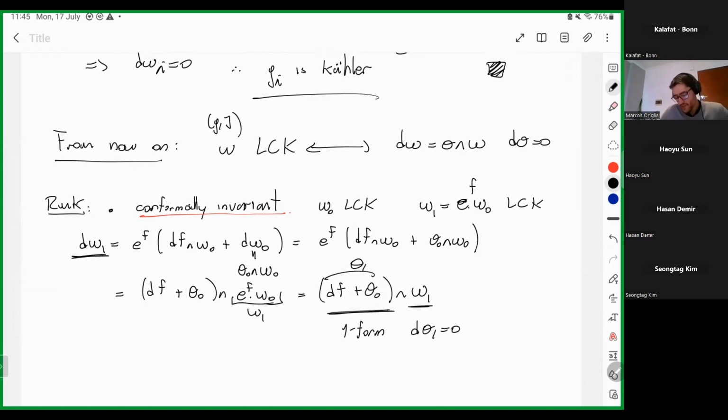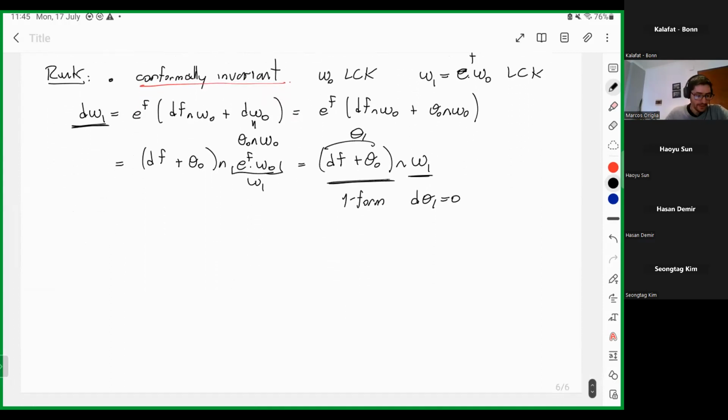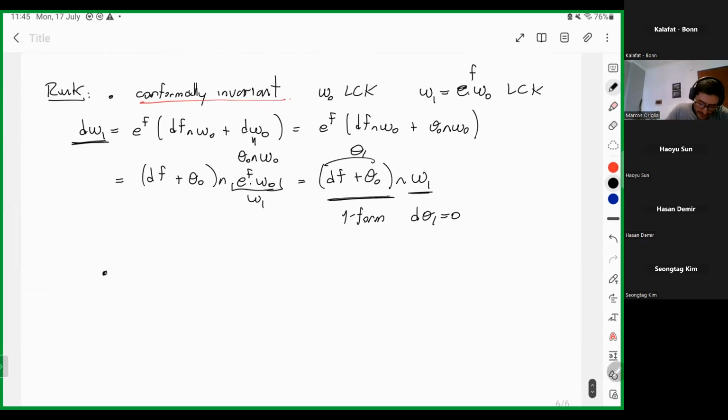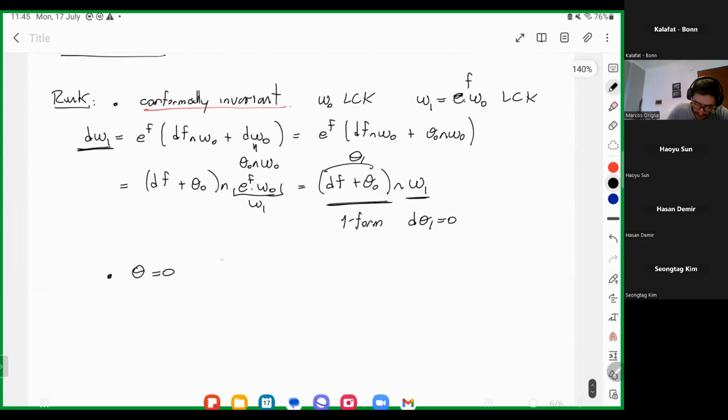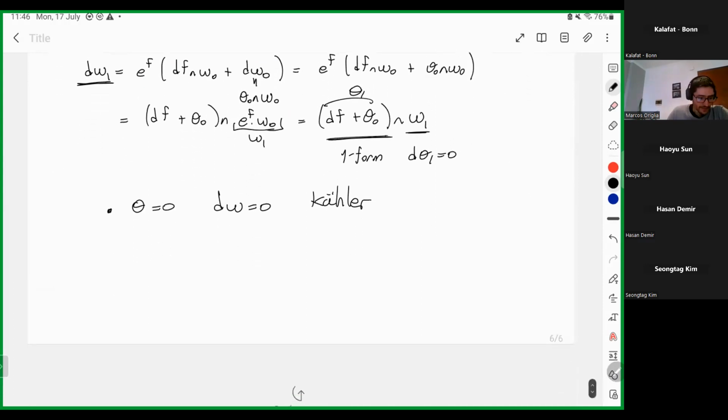So as you see, if you change your omega 0 a little bit by this factor, you obtain again a locally conformally Kähler structure, and the one form theta, the Lee form, is very similar to the original one. The only difference is this exact part. So it's conformally invariant. And this class of locally conformally Kähler generalizes the Kähler one. Of course, when the Lee form is 0, so we have the condition d omega equal to 0, it's Kähler. So it's really a generalization of the Kähler geometry.